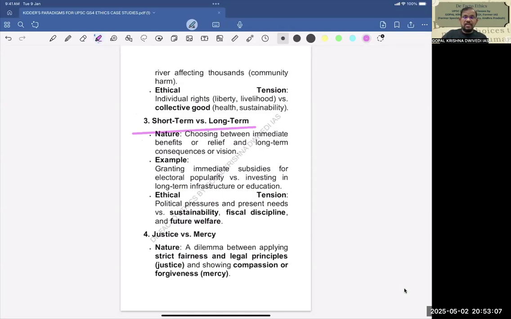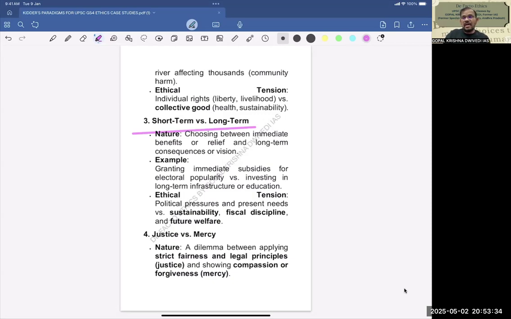Now, some options may result in immediate relief or immediate benefit. Some will result in long term benefit. For example, granting immediate subsidies. Suppose some financial subsidies are given now. Most of the governments are giving financial subsidies anyway. Now that is immediate relief. And if you invest that money in education, in infrastructure, etc., that is long term benefit.